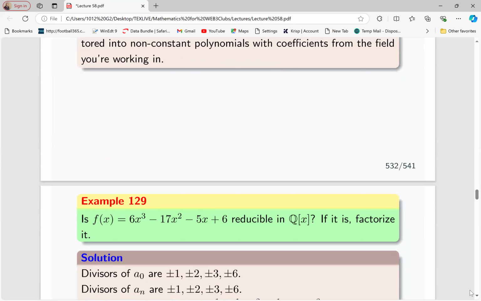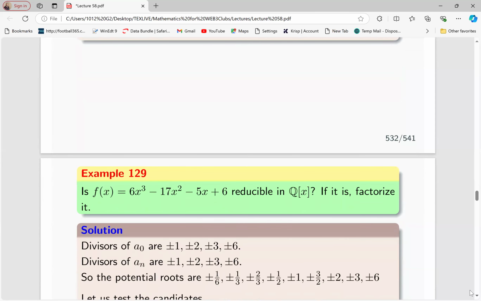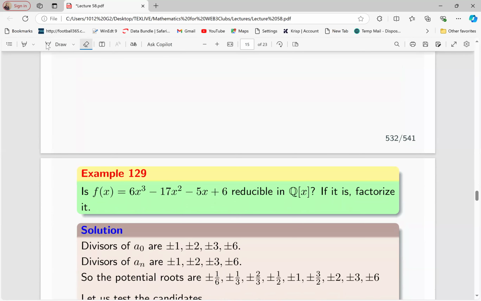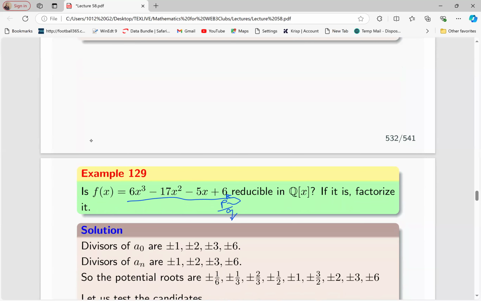How do you come up with P and Q? Just one example of how to come up with P and Q. We want to factorize this. So we want to come up with the possible roots in the form of P out of Q, where P are numbers which divide 6, and Q are numbers which divide 6, the leading term.